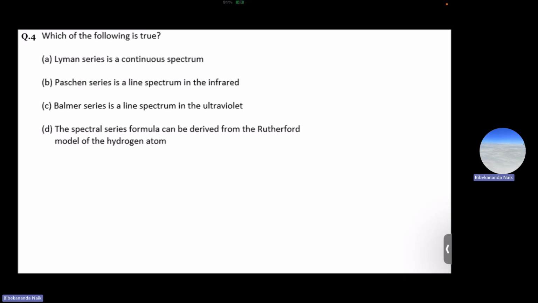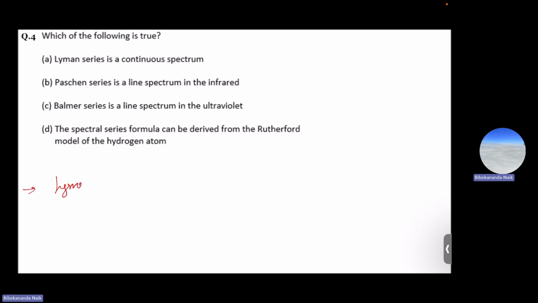Then we can solve this question, because the spectra, depending upon their energy, correspond to different segments of the electromagnetic spectrum. So it will come into the picture. But let's first discuss option A. Option A says Lyman series is a continuous spectrum. We know the Lyman series is not continuous; it has a number of lines.